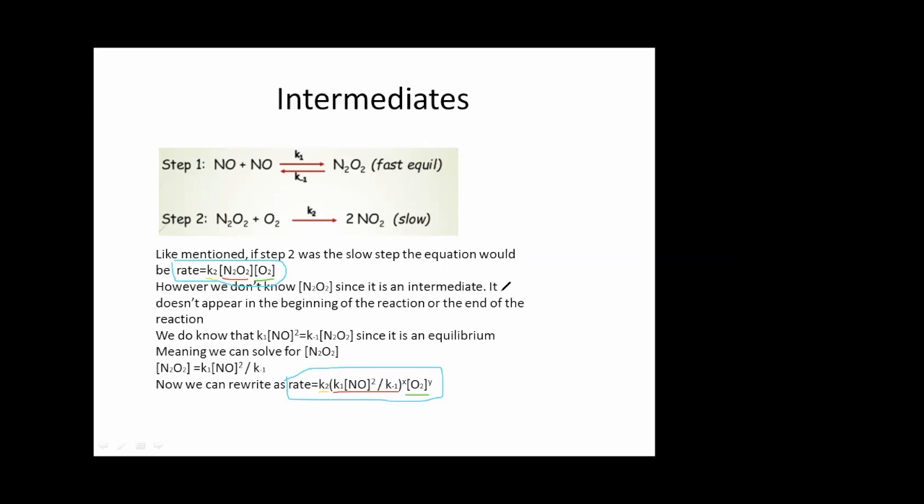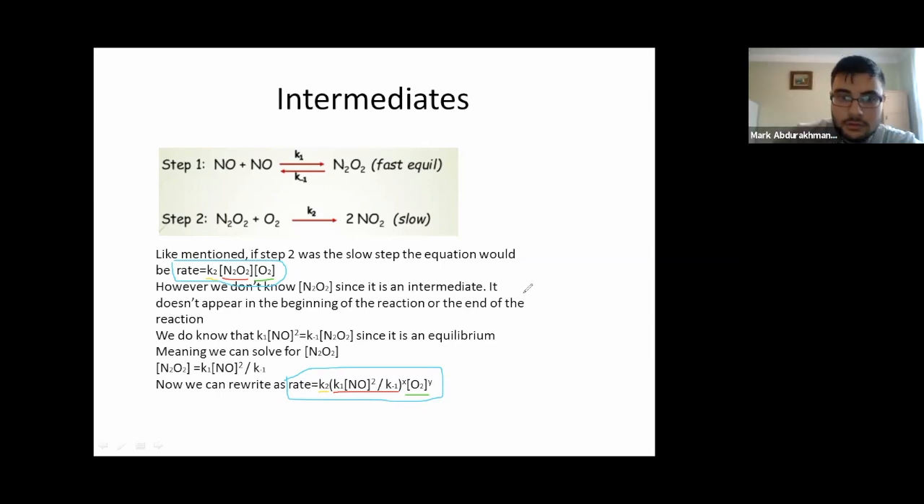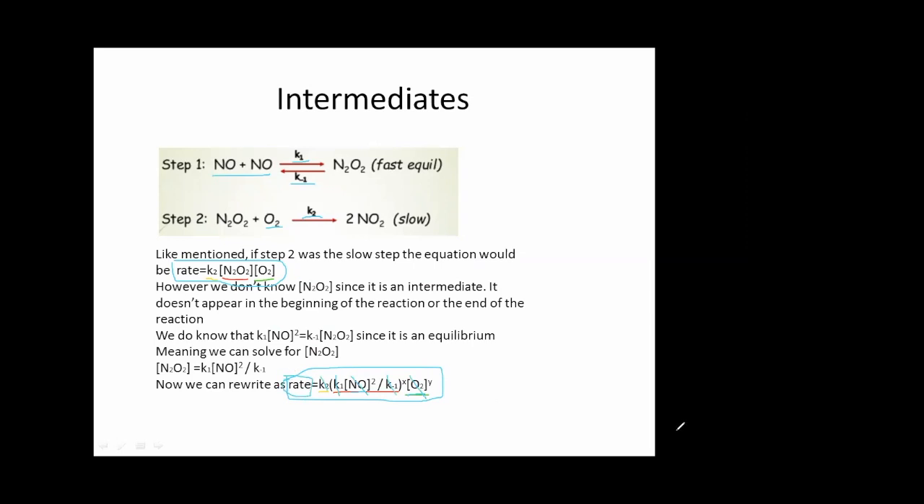If you're given a question like this on the MCAT, they'll give you what K1 is, what K-1 is, and what K2 is. They'll probably give you the concentration of NO, and they'll give you the concentration of O2. So this is good, this is good, this is good. The concentration of NO is given, and this is just squared. And they'll give you what O2 is. Now you have all of the variables you need to solve for the rate, which will be the answer.